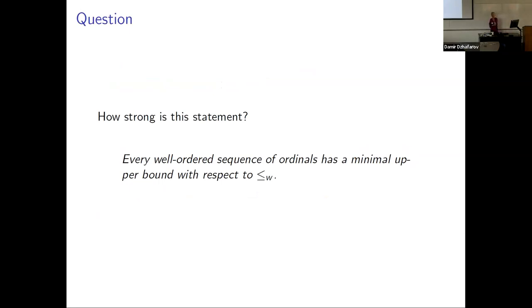So that leads me to this question. This is a new phenomenon that we hadn't seen before in anything we have looked at, at least: a model with a well-ordered sequence of ordinals with no minimal upper bound. So how strong is the statement that every well-ordered sequence of ordinals has a minimal upper bound? It's at least as strong as sigma 0 1 induction, and at most as strong as ATR naught, and that's about what I can tell you.